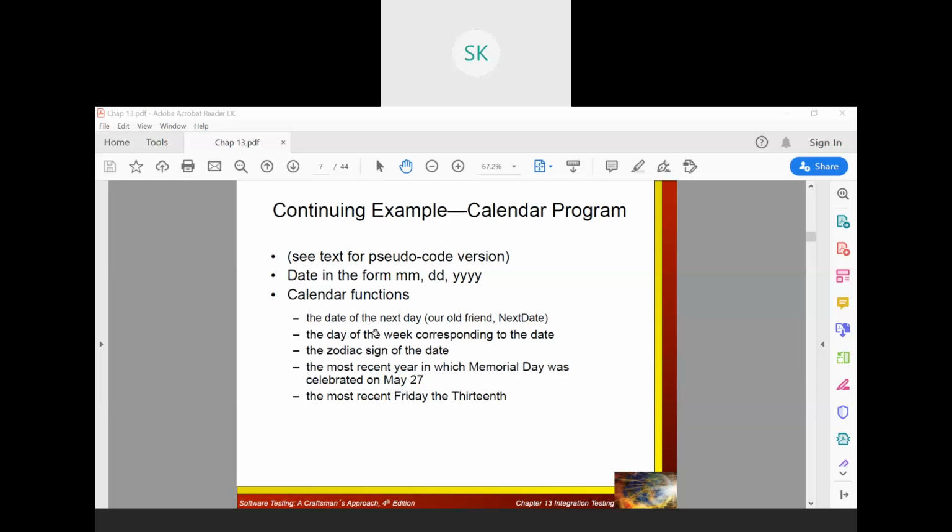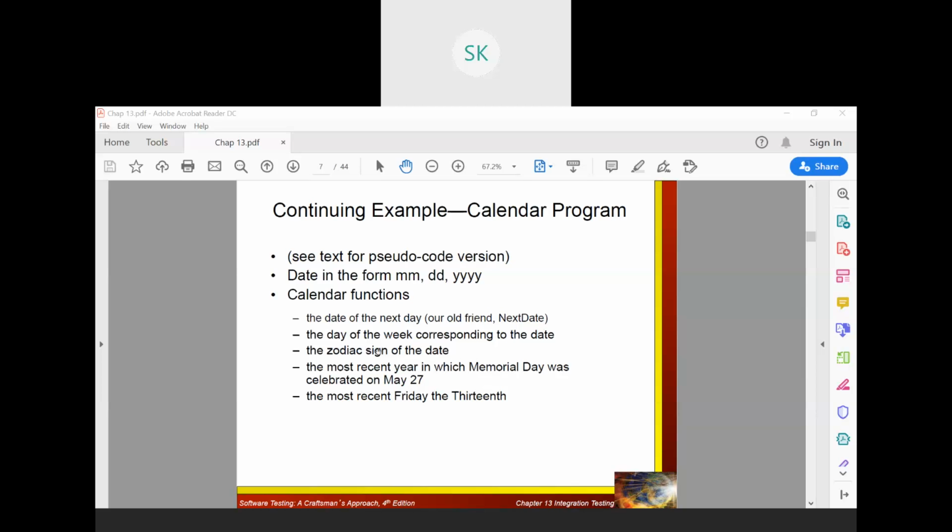What are all the functions that it will be containing? First one is the date of the next day. Our old friend's birth date, or any other important date that you need to have. For that date, I need to have the date of the next day. Day of the week corresponding to the date: whatever date I am finding, you need to have that date's day. Today's date is 21st. What is the day on the 21st? Thursday. So that is what it needs to give you as the output.